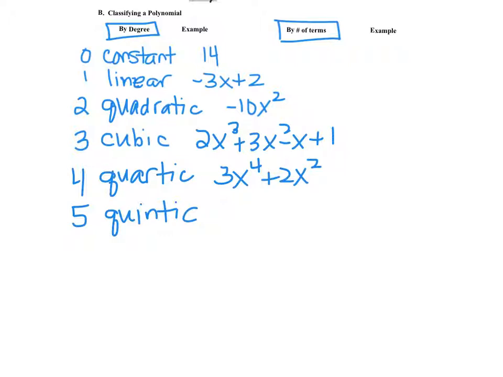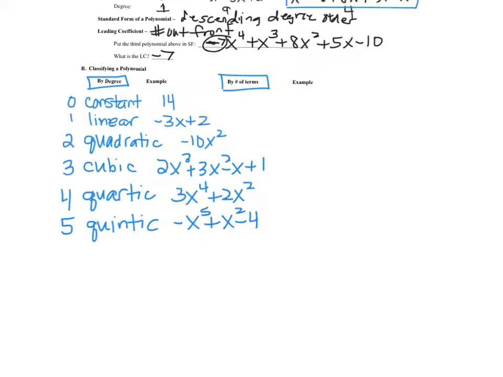All right, quintic. And so this would be something like negative x to the 5th plus x squared minus 4, something like that. But as long as it has degree 5. Okay, so you have to know those names. So 0 is constant, 1 linear, 2 quadratic, 3 cubic, 4 quartic, and 5 quintic.